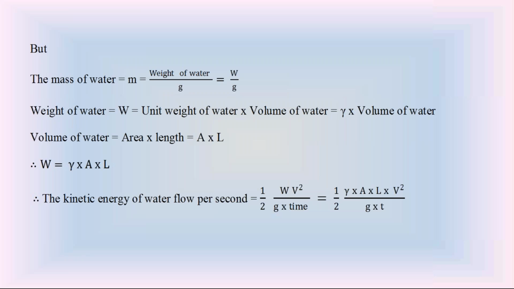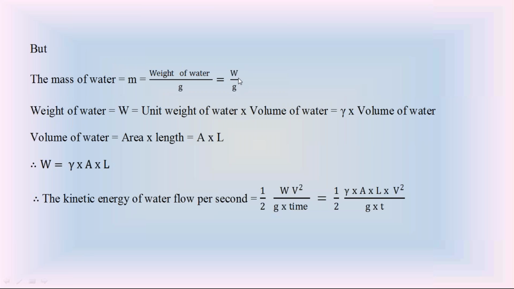Please follow this carefully. We are using that relation between weight and mass. The weight of body is equal to mass of body into acceleration due to gravity. So the mass of body is equal to weight of body W divided by acceleration due to gravity. Here the mass of water, m, is equal to the weight of water divided by acceleration due to gravity, that is W by g. W is the weight of water.